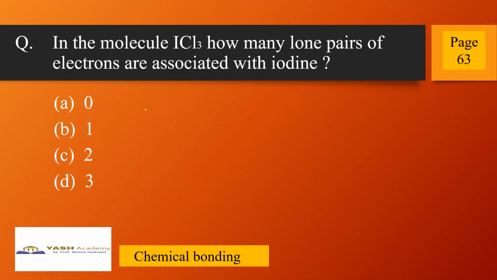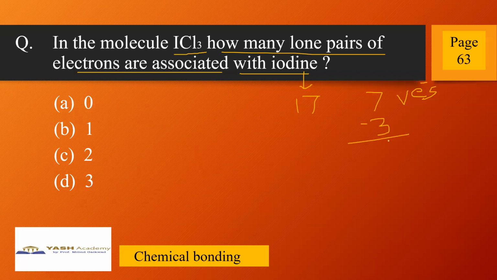Now next question from chemical bonding, page 63. In the molecule ICl3, how many lone pairs of electrons are associated with iodine? Here the central atom is iodine and it belongs to group 17, so there are 7 valence electrons. Out of 7 valence electrons, 3 electrons are used in the bond formation. Subtract 3, you will get 4. 4 electrons means 2 lone pairs. So C is the correct answer option.